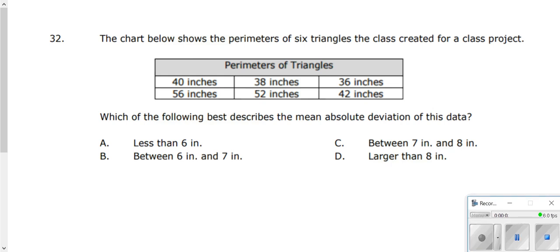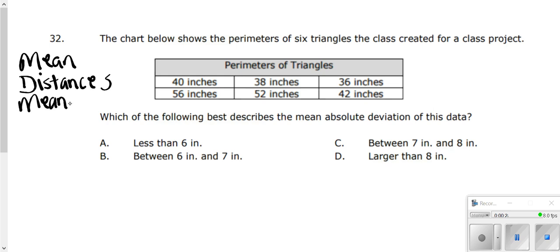Number 32, the chart below shows the perimeters of 6 triangles the class created for a class project. Which of the following best describes the mean absolute deviation of this data? Okay, so once again, we are going to find the mean of the data. Then we will find the distances the data are from that mean. And then we'll find the mean of the distances.